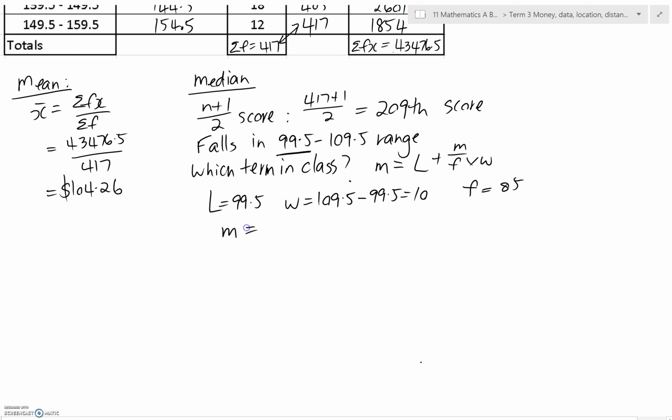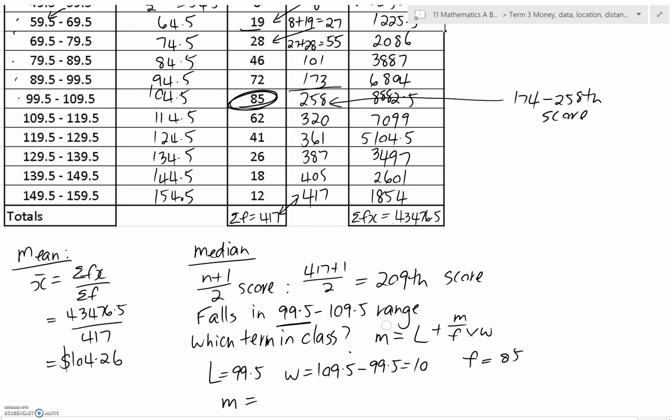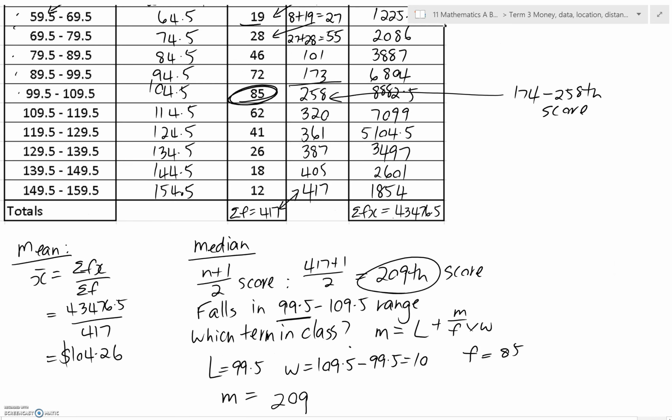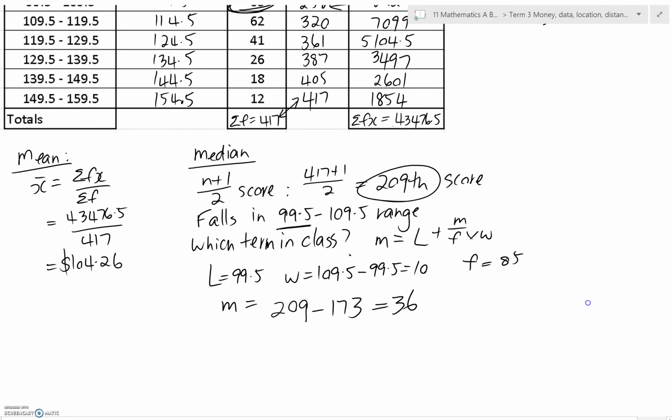And the M value is which term in the class we are interested in. So let's have a look up here for a second. Now, we want the 209th score, but we need to know where that falls in our range. Up to the previous class before that, there's 173 scores. So we need to figure out how far into the class that we want the score is. And it's 36 places into the range that we're after. So that's what our M is in this case.